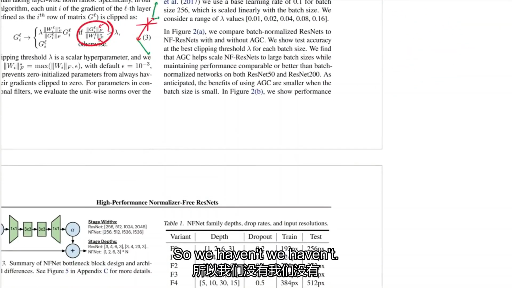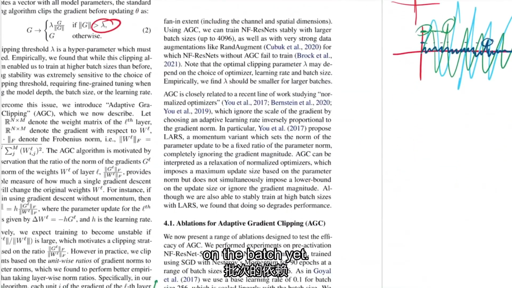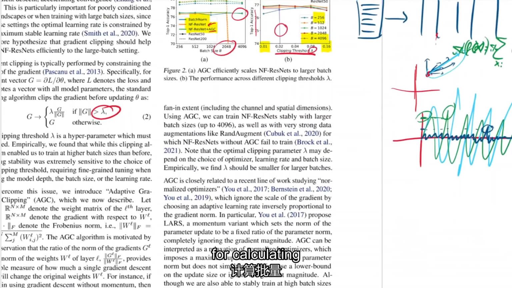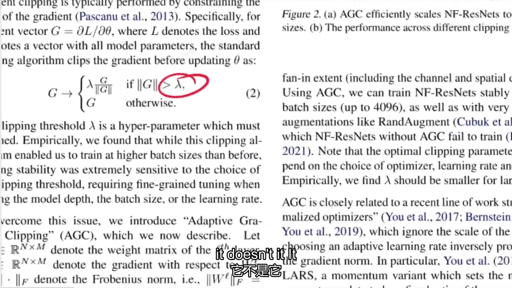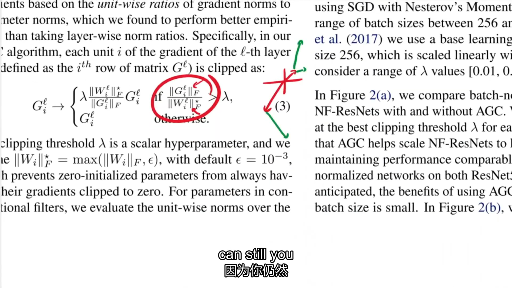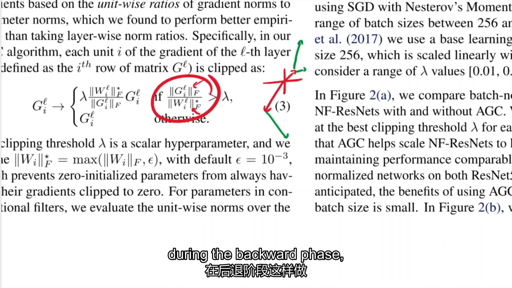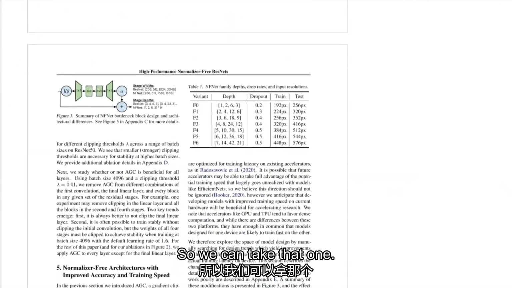Okay, so that's the deal with clipping and my issues with the fact that this does still depend on the batch. So we haven't actually solved the dependence on the batch yet. We have probably solved the computational issue. They say, for calculating batch norm, it takes a while and it takes lots of compute. This here, it still needs compute. However, probably not that much, since you can just do it during the backward phase, right? You don't need anything during the forward phase for doing this clipping. You simply, during the backward phase, you need to normalize, clip, and you're good. So we can take that one.